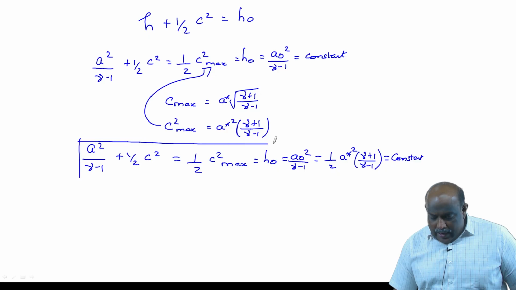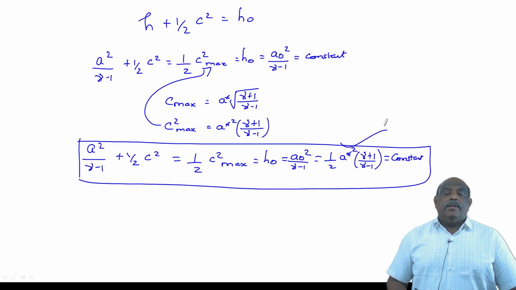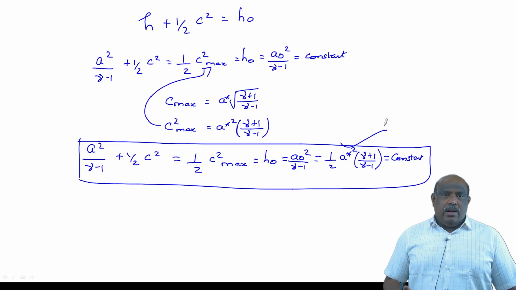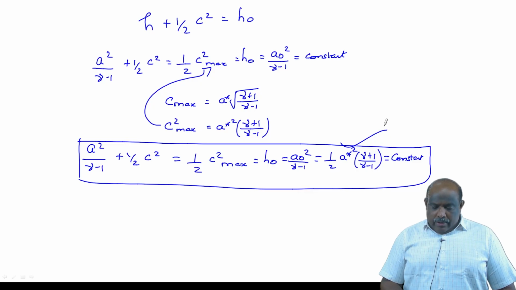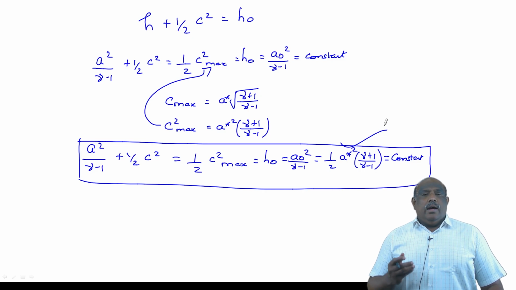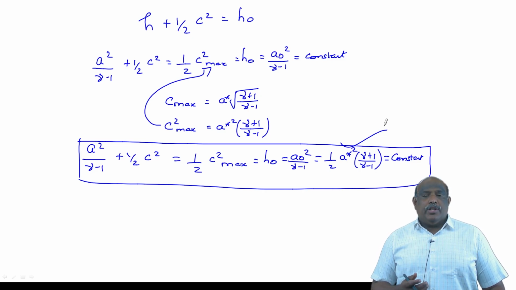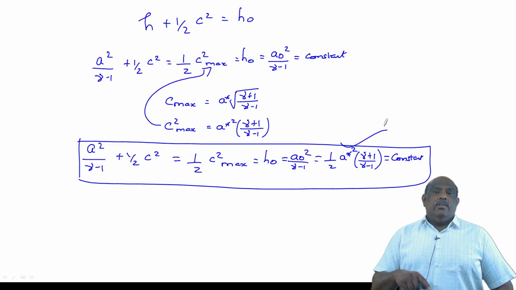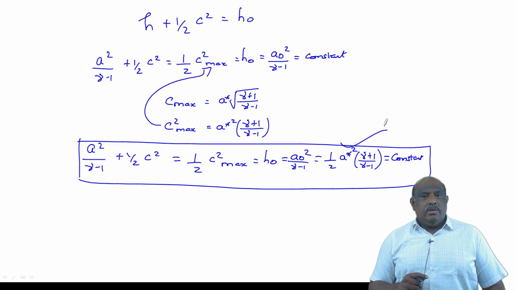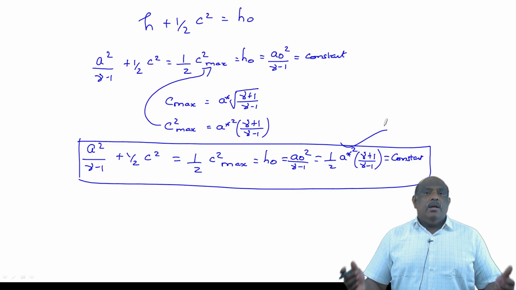In order to add this particular term, we struggled a lot to get the value of C max in terms of A star. So, we can solve any equation based on this one. If we know the critical Mach number or the sonic temperature, that is T star, you can find A star. A star is nothing but square root of gamma T star. Once you know that, we can find this entire value, which will be equal to H naught, which will be equal to H plus half C squared. So from that we can explore other possibilities.